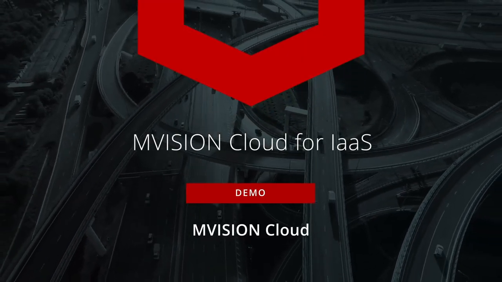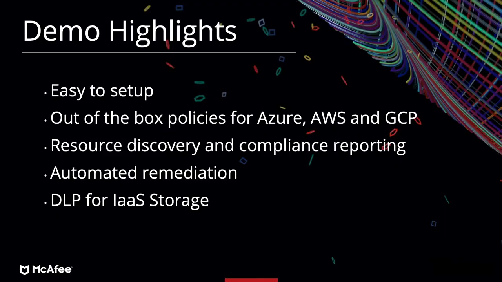Welcome to the MVISION Cloud for IaaS demo. Here's what we're going to cover. First, we'll take a look at how easy it is to set up the product. Then we'll take a look at the out-of-the-box policies for Azure, AWS, and GCP. Next, we'll have a look at resources covering compliance reporting, and we'll take a look at the automated remediation capabilities, including DLP for IaaS storage.